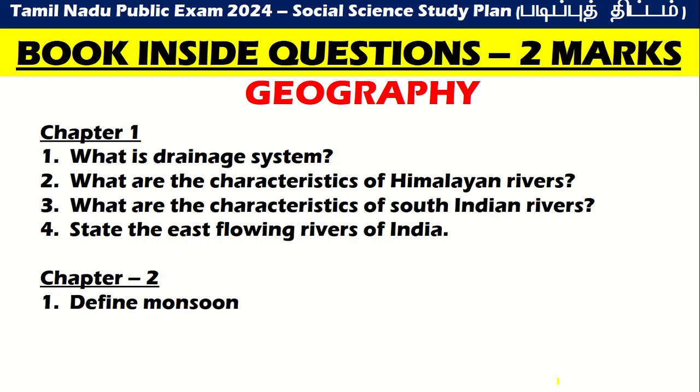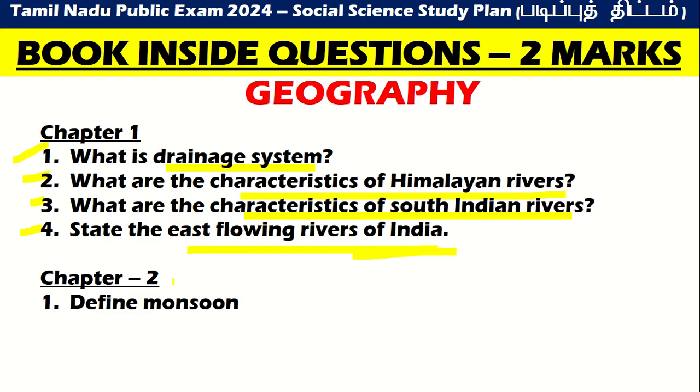What is drainage system? What are the characteristics of Himalayan rivers? அப்புறம் river characteristics of South Indian rivers. அப்புறம் east flowing rivers in India. Drainage system. So நல்லா கவனிங்க. What is drainage system? What are the characteristics of Himalayan rivers? What are the characteristics of South Indian rivers? And state the east flowing rivers in India. So இது எல்லாமே 4 கேள்விகளும் உங்களுக்கு chapter 1ல இருந்து கேள்விகள் கேட்கப்படுகிறது.